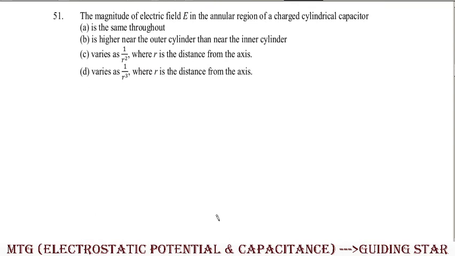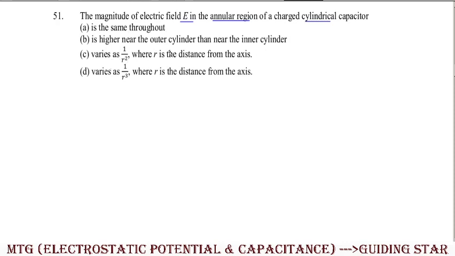Okay, here in question number 51, the magnitude of electric field E in the annular region of a charged cylindrical capacitor. Okay, so here what they are saying, electric field in the annular region of a charged cylindrical capacitor. So which one of the following will be correct? It's same throughout. It's higher near the outer cylinder than near the inner cylinder.